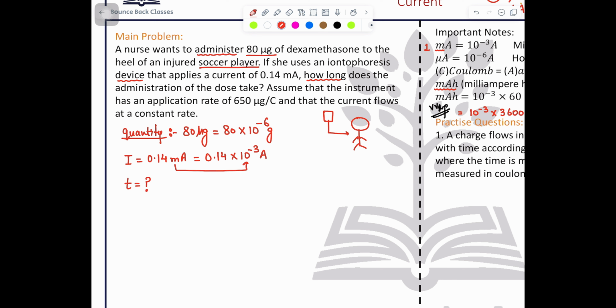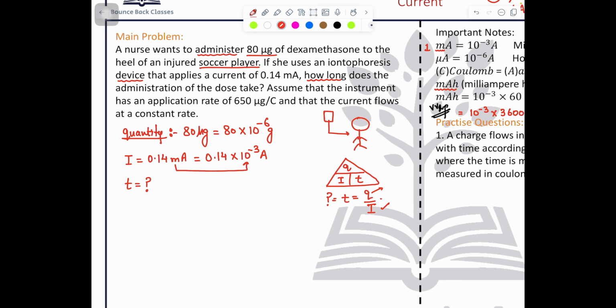And in terms of time, as we know this formula, we learned earlier also, that is Q = I T. So if you are looking for time, it should be charge per unit current. Fine. And current you have, and time you are looking for. So now our motive is to find charge. Fine. Okay. How long does the administration of the dose take? Assume that the instrument has an application rate.